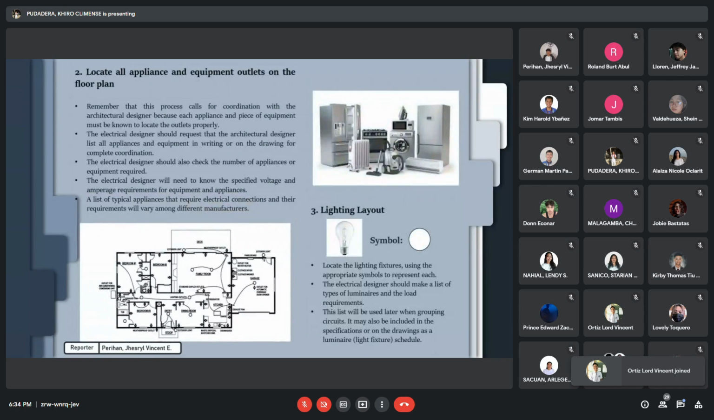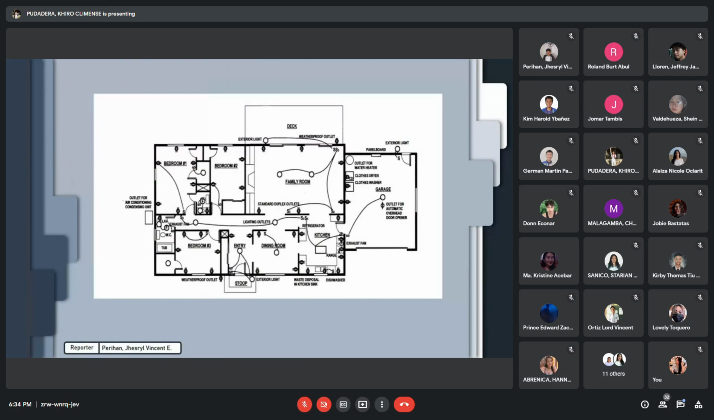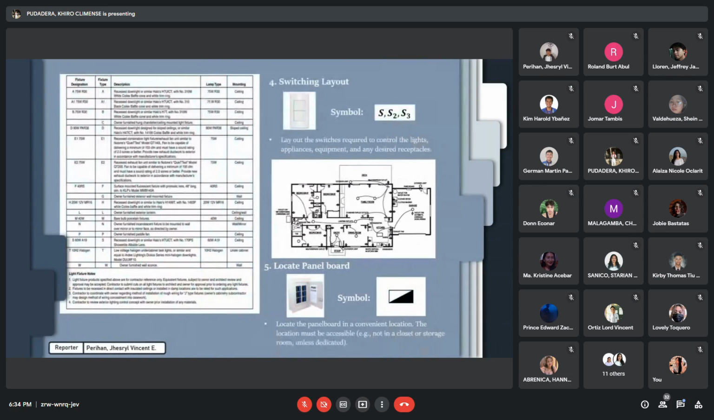Number 3, lighting layout. Locate the lighting fixtures using the appropriate symbols to represent each. So this is our symbol for light. The electrical designer should make a list of types of luminaires and the load requirements. This list will be used later when grouping circuits. It may also be included in the specification or on drawings as a luminaire light fixture schedule. As you can see in the floor plan, these circles are our lights. So this is our luminaire light fixture schedule. We have fixture designation, fixture type, lamp type, mounting.